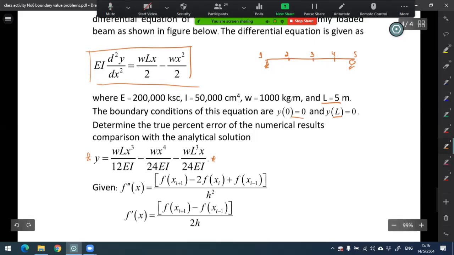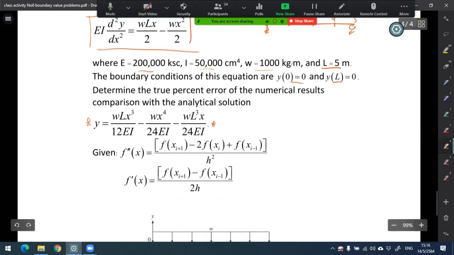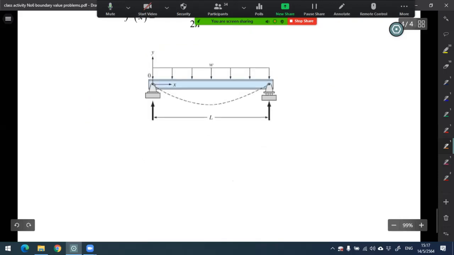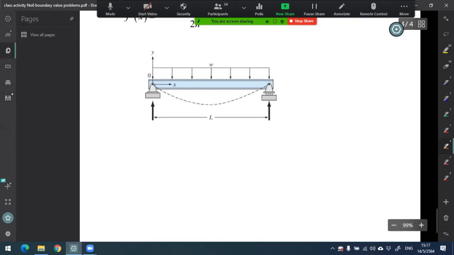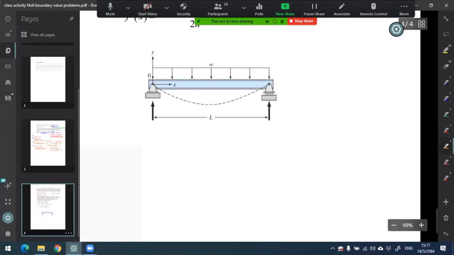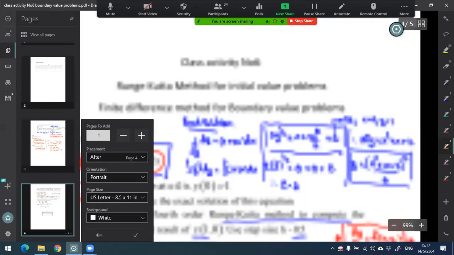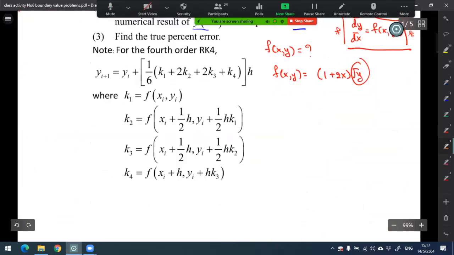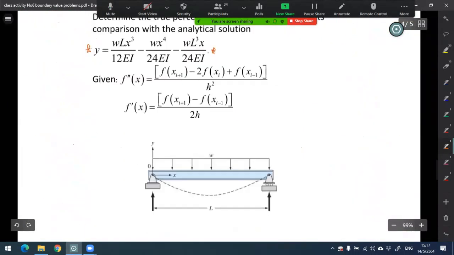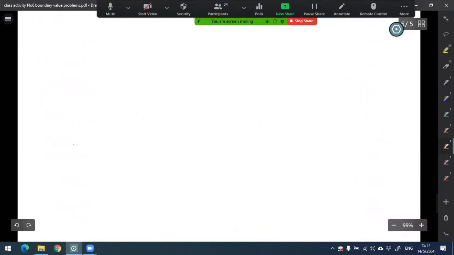Okay, so we have constants E, I, W, and L. Okay, from this, we may determine for, I should add the page. Okay, I already added.